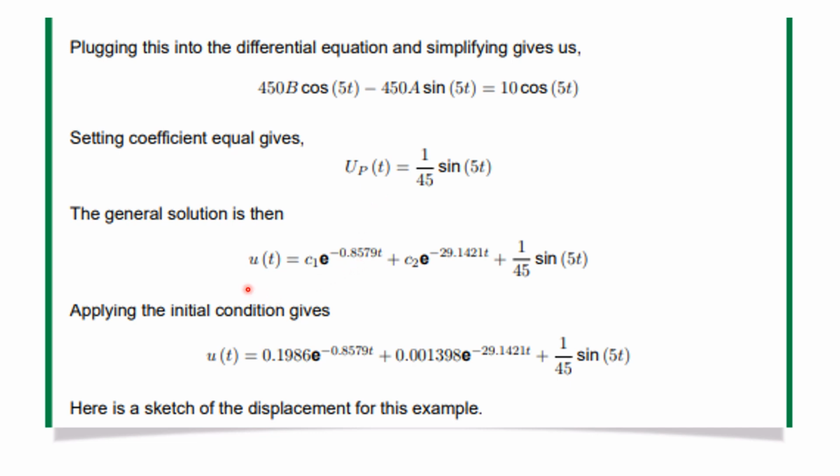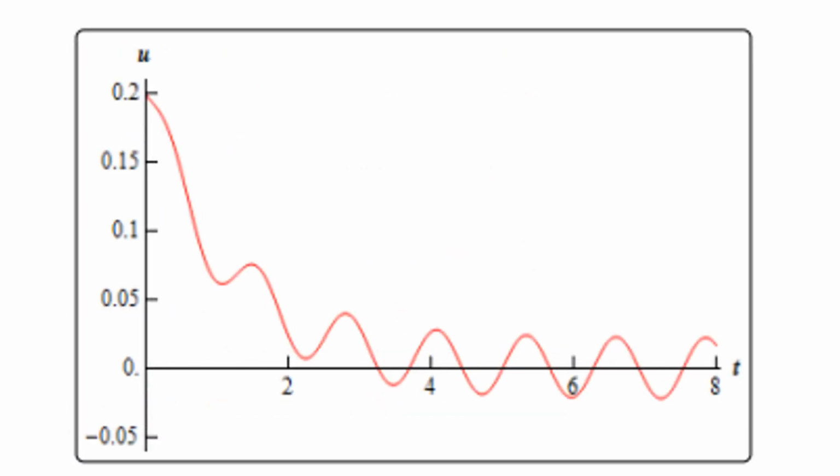So the general solution then is the complementary solution, which you can see will go to 0 as time goes on, plus 1 over 45 sine 5t. And if we apply the initial conditions, we can figure out what C1 and C2 are. And so here's, and you can see that eventually there's a steady state solution and your transient solution dies out over time.